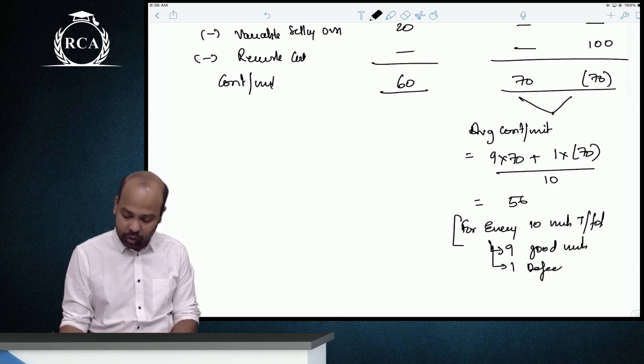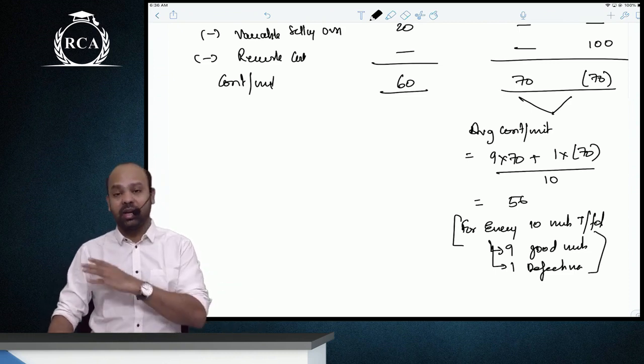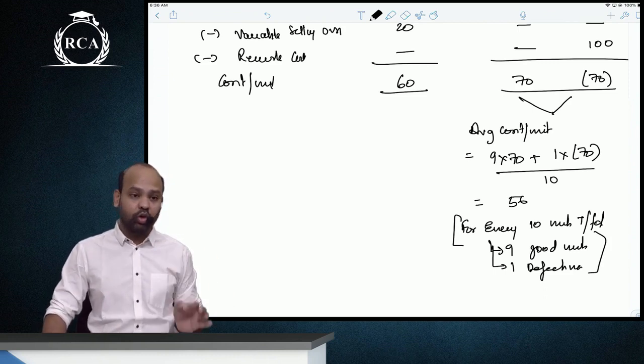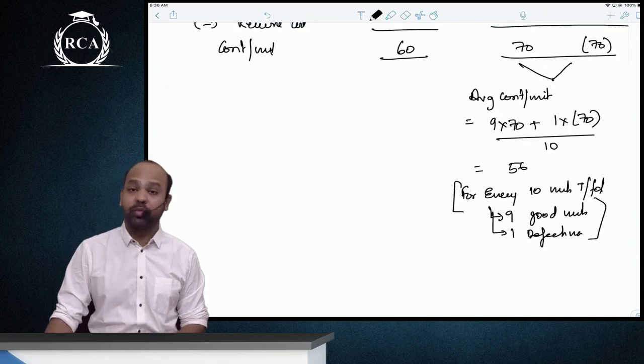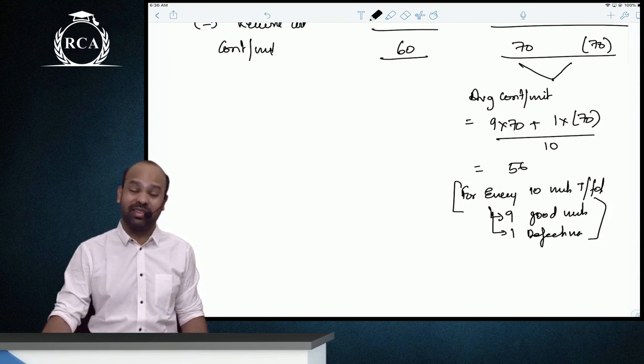So from 9 good units, you will not say I will transfer only good units and sell defectives in the external market. You do not know which is a defective till the consumer is using it. Do not come to those amazing ideas. So here, your average contribution per unit is 56 rupees.